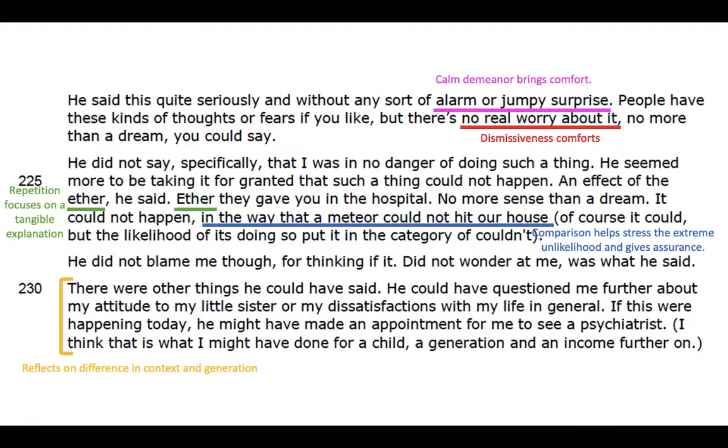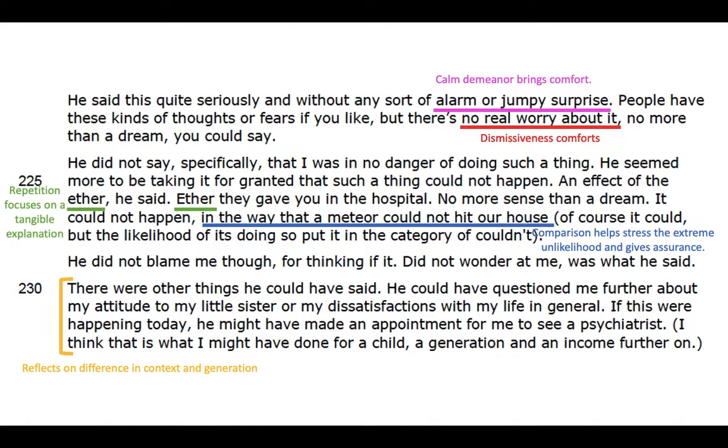But he finally gives her something tangible, a tangible explanation as to why she might be feeling this. "An effect of the ether, he said. Ether they gave you in the hospital." I think it's pronounced ether. It might be ether, I'm not sure. "It could not happen in the way that a meteor could not hit our house."